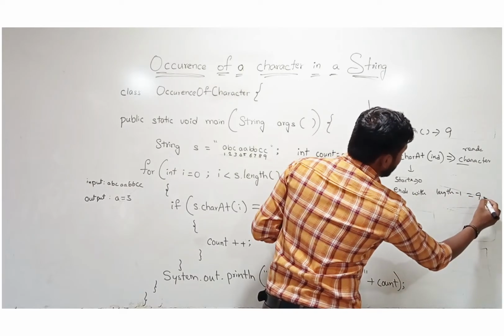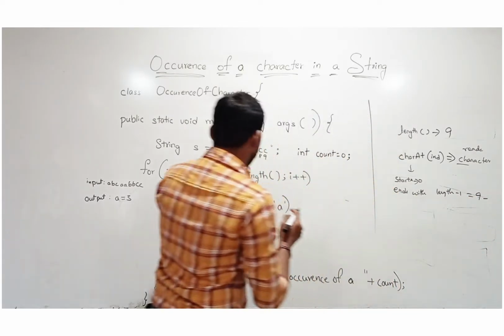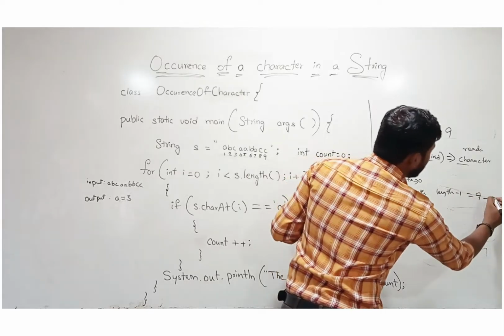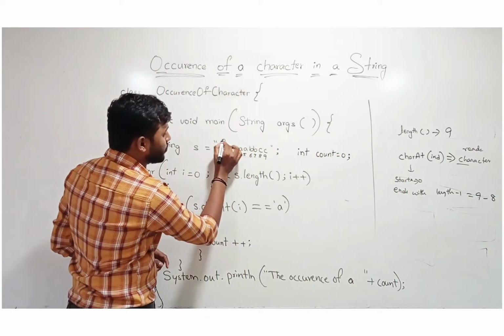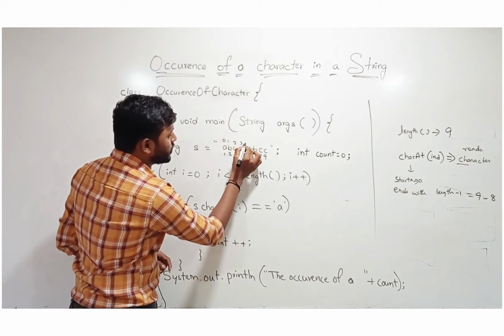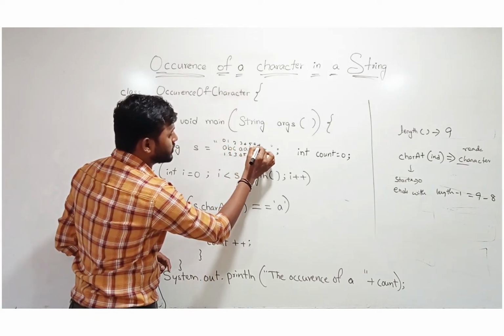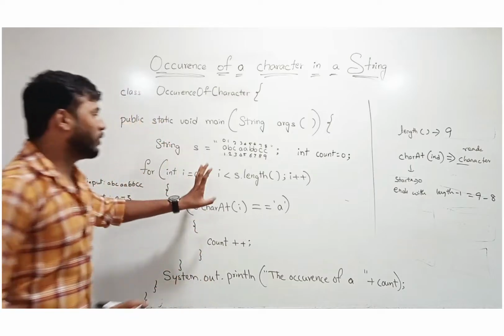So what is the index value here? The total length is 9, but the last index value is 8. So the index values go 0, 1, 2, 3, 4, 5, 6, 7 and 8.